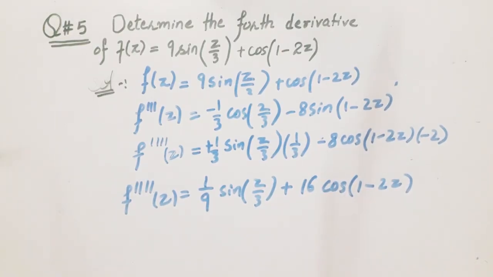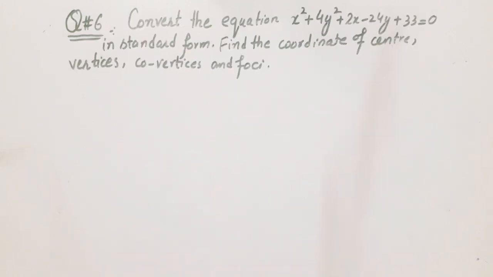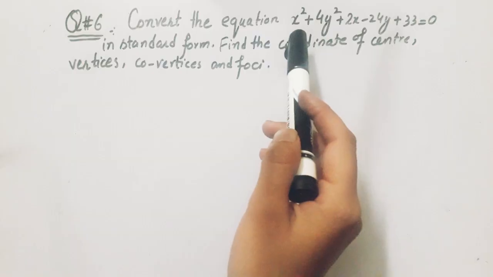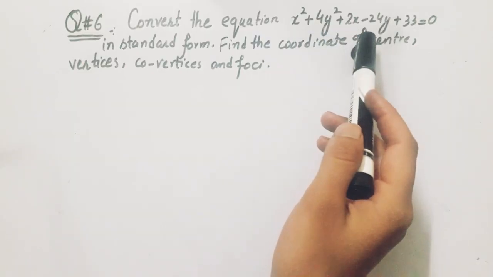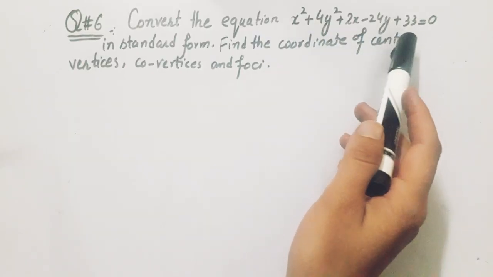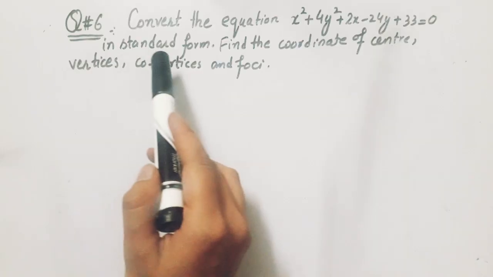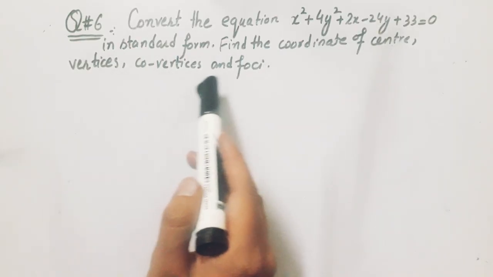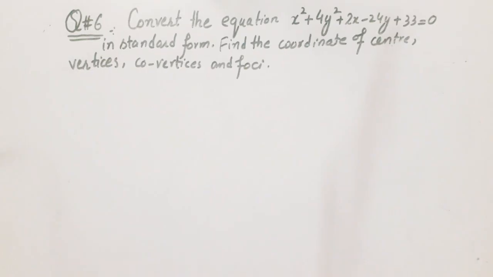Now we will solve question number 6. Question number 6 is: convert the equation x square plus 4y square plus 2x minus 24y plus 33 is equal to 0 in standard form. Find the coordinates of the center, vertices, co-vertices and the foci. So we will solve this question in a very easy and simple way.